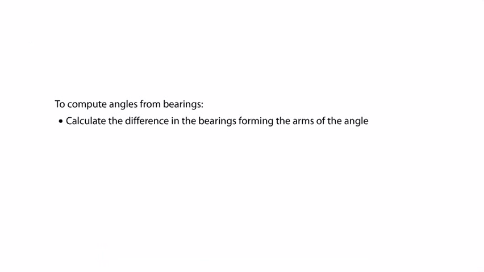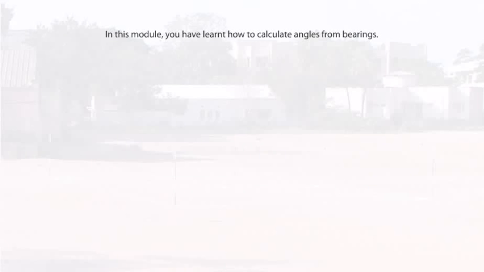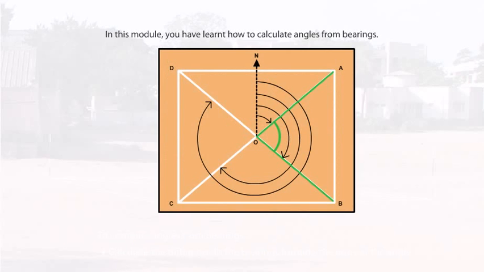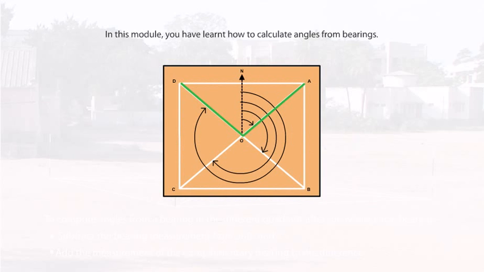So remember, this is the procedure for computation of angles from bearings. In this module, you have learnt how to calculate angles from bearings. To calculate angles from bearings, calculate the difference in the bearings forming the arms of the angle. To calculate an angle from a bearing in a different quadrant after the whole circle bearing, subtract the bearing measurement from 360 degrees and add the measurement of the complementary bearing to the difference.